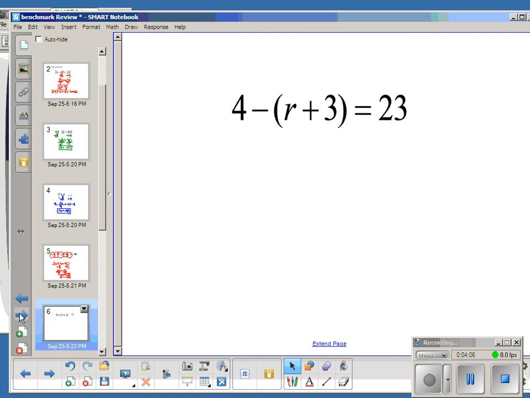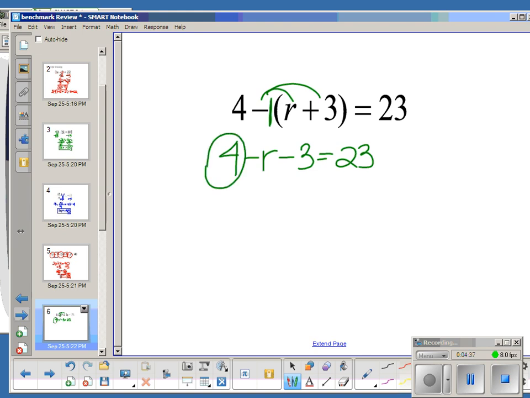Next example, see if you can pause the video and try this. Remember, parentheses always mean to distribute. The one thing that's funny about this one is we don't have to distribute a number per se. Whenever there's nothing there, it's going to be a 1. So all we needed to do is distribute a negative 1 to the r and the positive 3. So we end up with negative r, subtract 3. The sign switched. Then we see two like terms that we can combine. So we're left with negative r plus 1 equals 23.